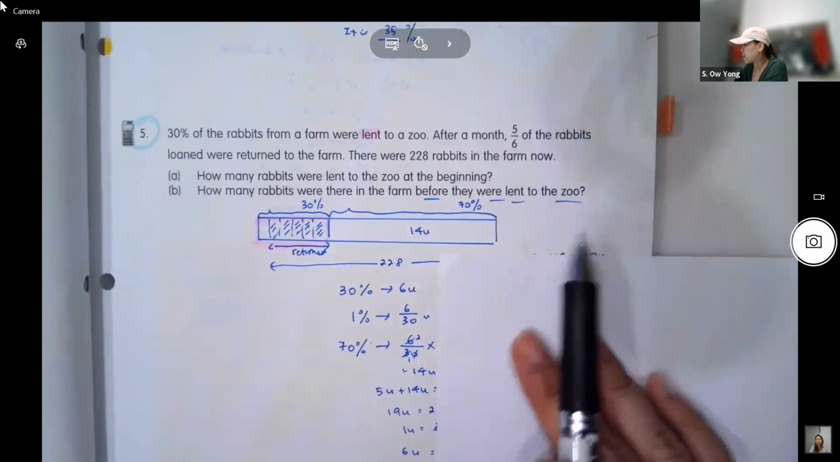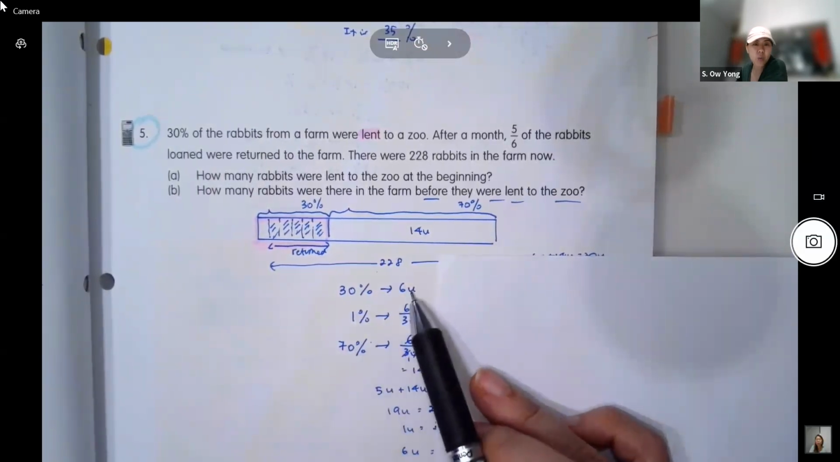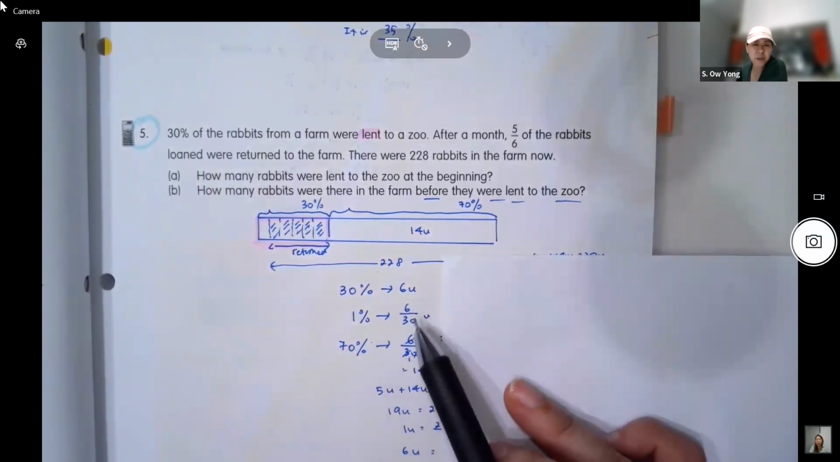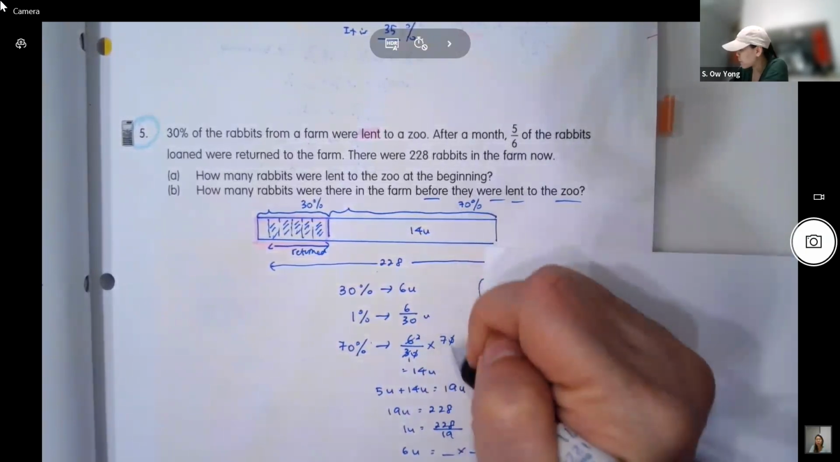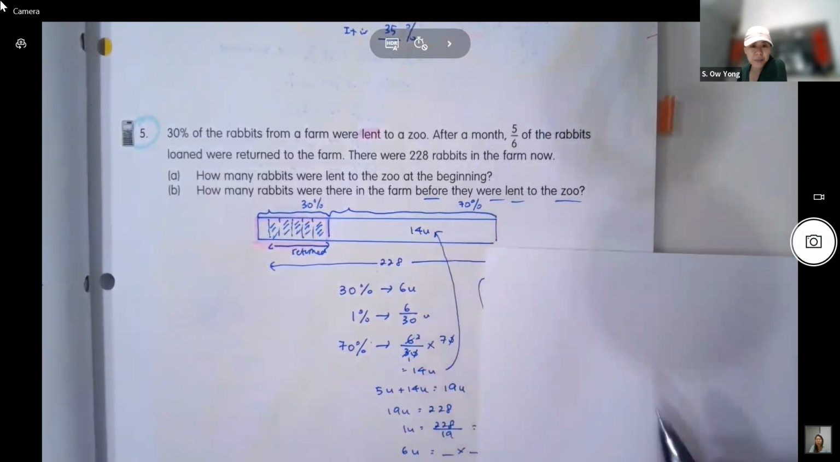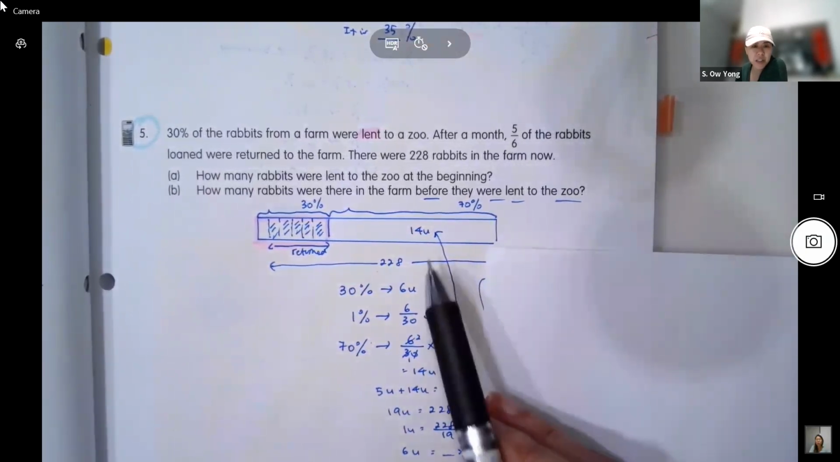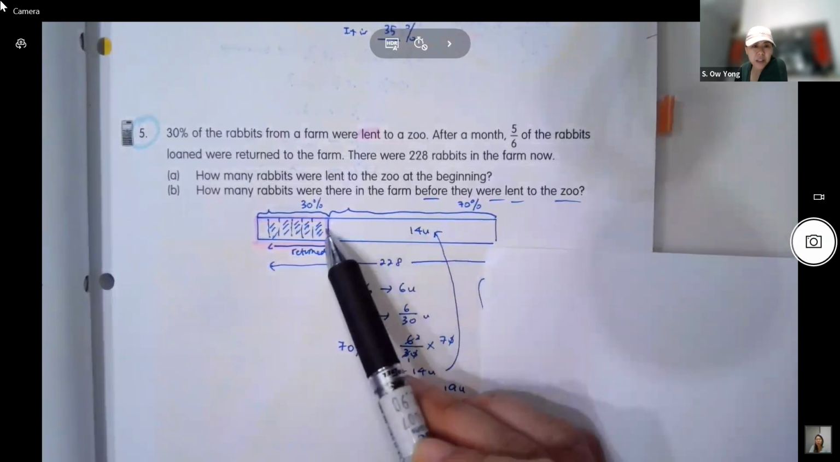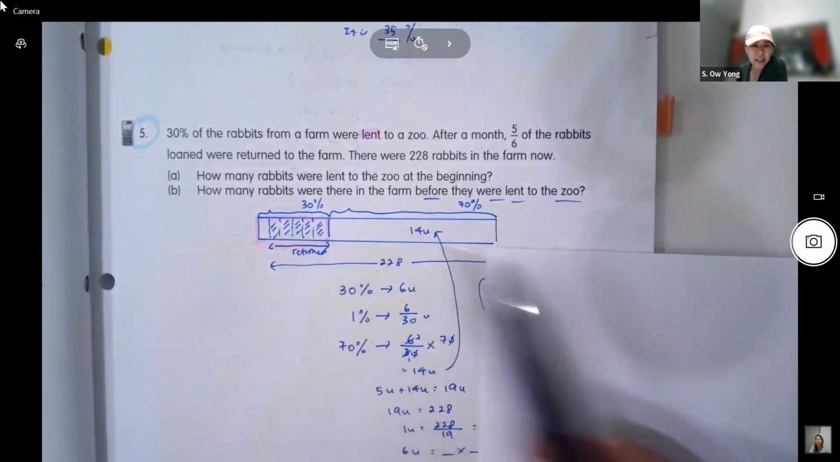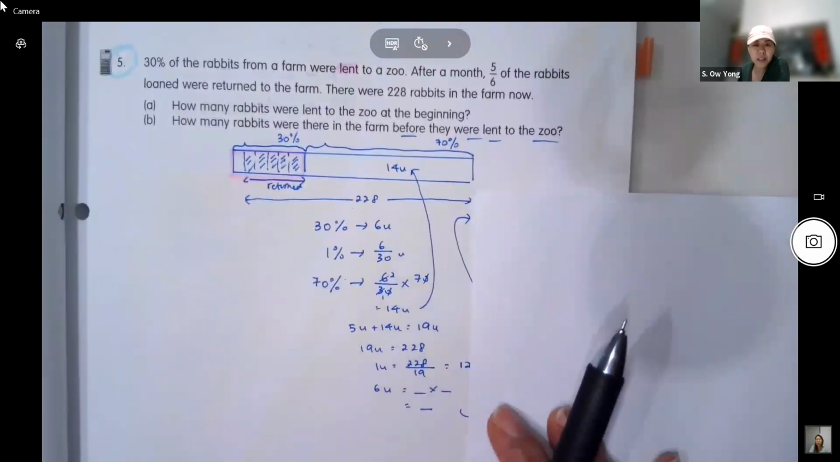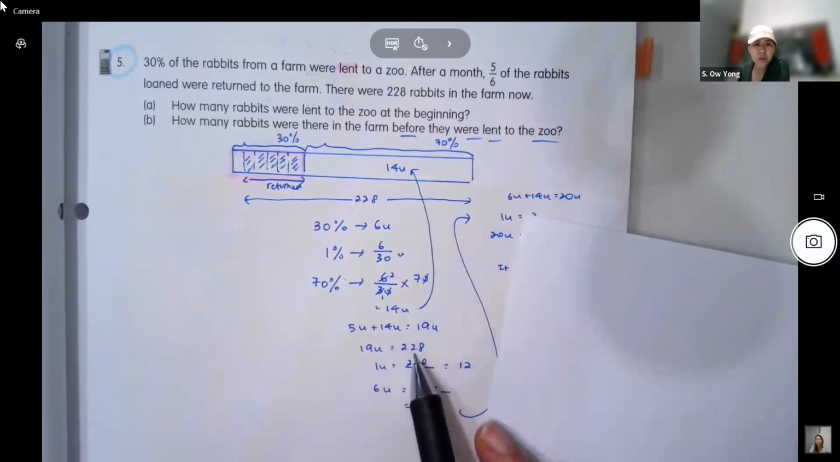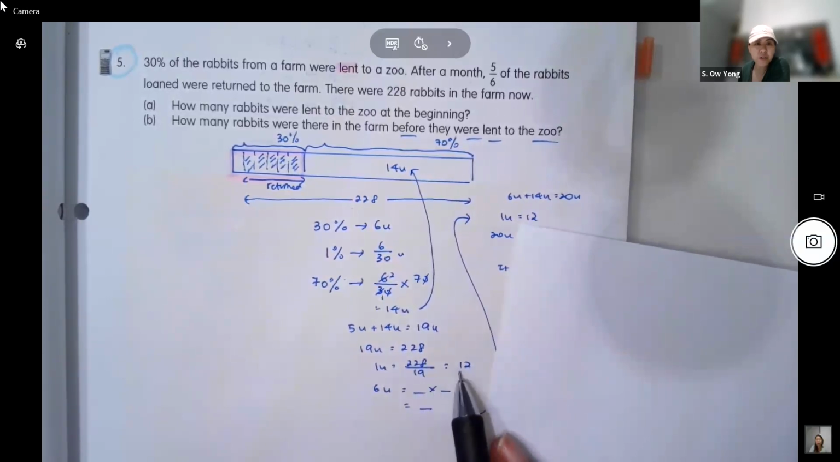So if you look carefully, 30% arrow 6 units, 1% arrow 6 divide 30. Take note, it's 6 divide 30, not 30 divide 6. So for 70%, you take 6 divide 30 times 70, you will get 14. That's why I put 14 units here. Now that you see 14 units, you count 15, 16, 17, 18, 19. Then you can write 19 units equal to 228. 1 unit, 228 divide 19 gives 12.